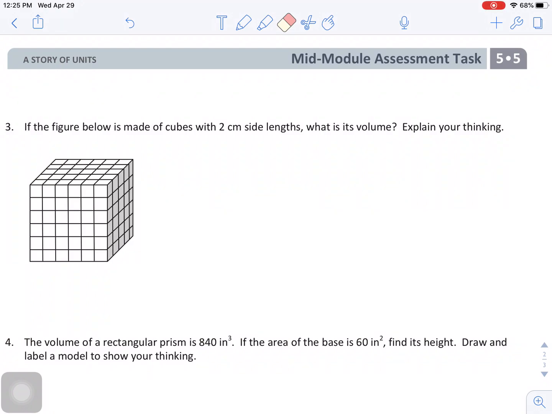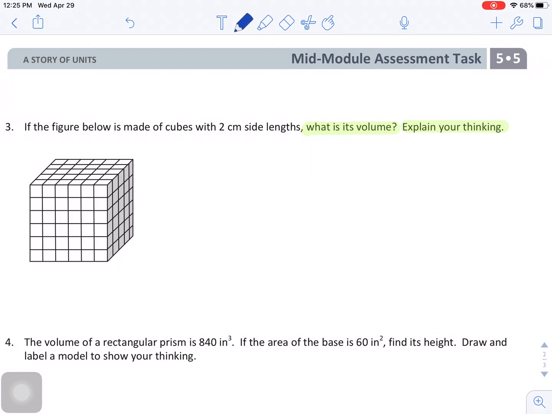Okay, well let's take a look at problem number 3. If the figure below is made of cubes with 2 centimeter side lengths, what is its volume? Explain your thinking. So first of all, I'm going to highlight the question. What is its volume? And secondly, I have to explain my thinking. So it wouldn't be enough just to write down the volume, but we have to show how we're doing it.